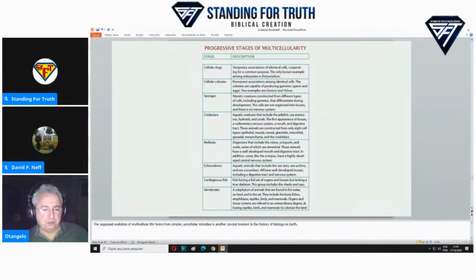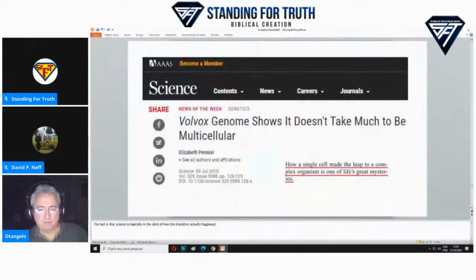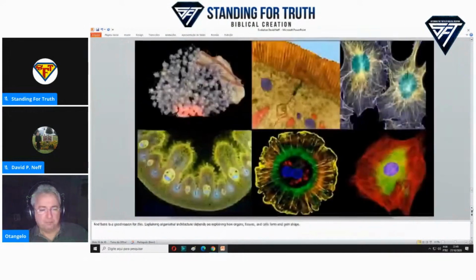The supposed evolution of multicellular life forms from simpler unicellular microbes is another pivotal moment in the history of biology on Earth. Biologists can provide plenty of guesses about how multicellular organisms could have evolved from unicellular organisms. Today, most plants, animals, and fungi are composed of multiple cells that work together as a single being. The fact is that science is basically in the dark of how this transition actually happened.